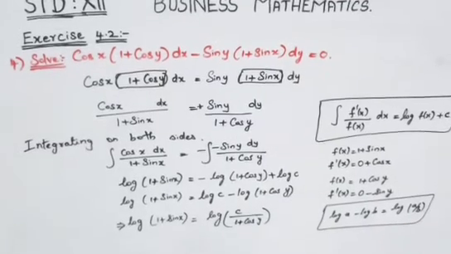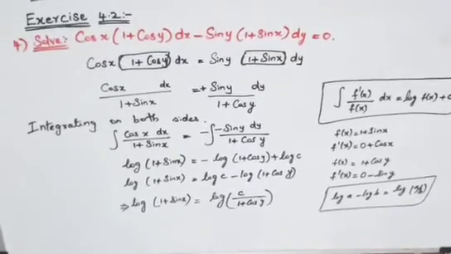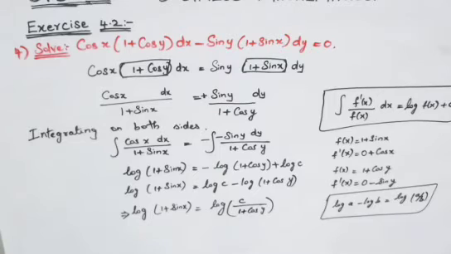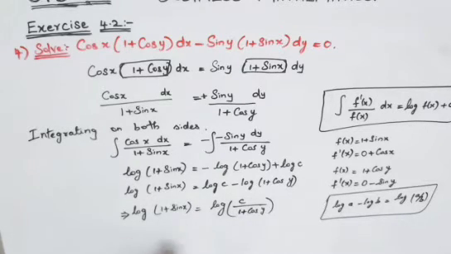So both the sides you have got log over there. To get rid of log, otherwise to cancel log, you will have to take your anti-logs. Anti-log is nothing but just removing your log. Just put anti-log and then remove it. So what you will get is 1 plus sin x is equal to C divided by 1 plus cos y.